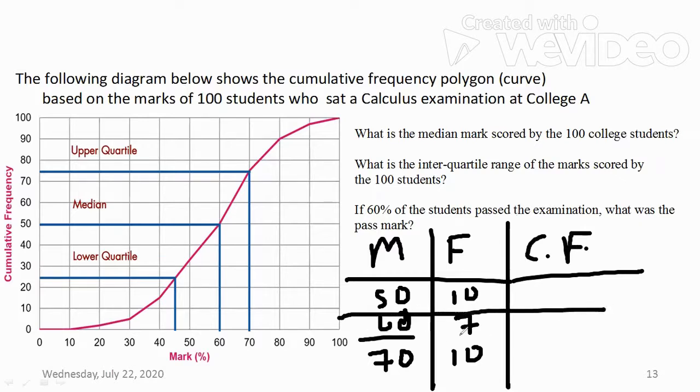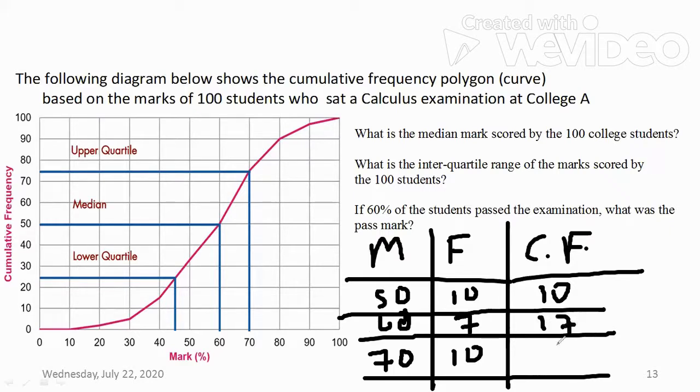So to get the cumulative frequency column, this is what we do. The first row, we write the same frequency, which is 10. Next we add 10 and 7, which is 17, to get the second cumulative frequency. And to get the third cumulative frequency, we add 17 and this 10, to give us 27. And so we go on and we continue.